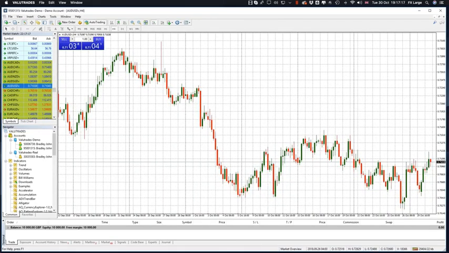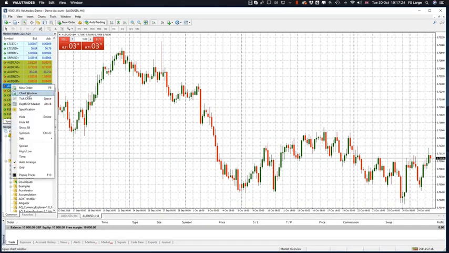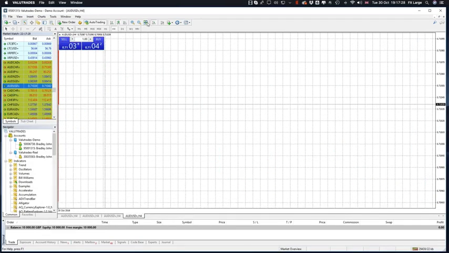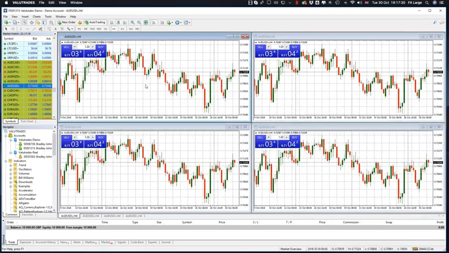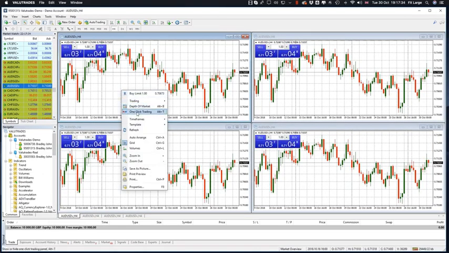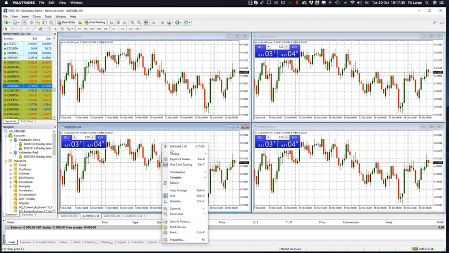So I drag one onto the chart, but I want to load up more. So I'm going to right click. So now I have 4 Aussie dollar charts available. So let's get rid of the one-click trading. We'll look at that later.